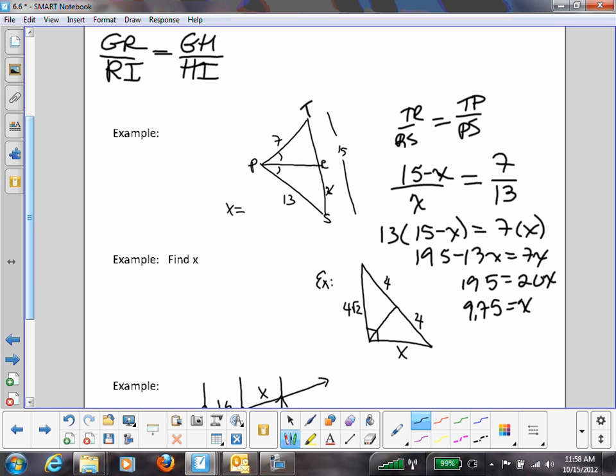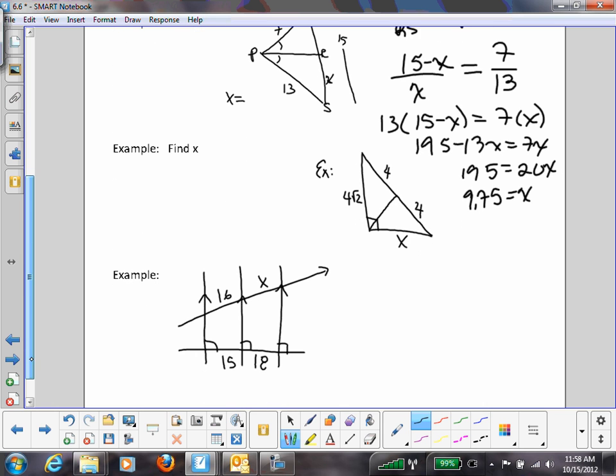Okay. On this next one. All right. What kind of a triangle is that? I'm sorry? A right triangle. I want to find x. Do I know that this is an angle bisector? How do you know? The 4 and 4 on both sides. Okay.